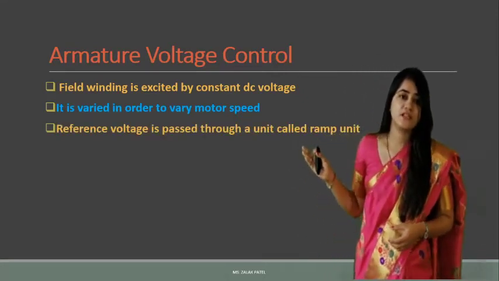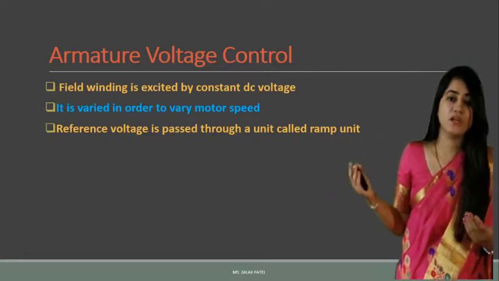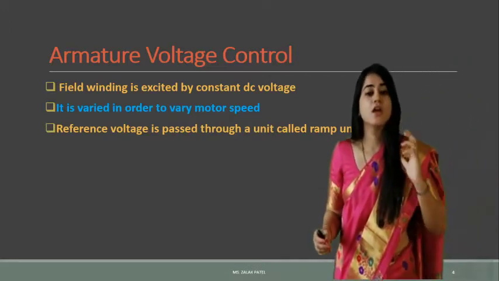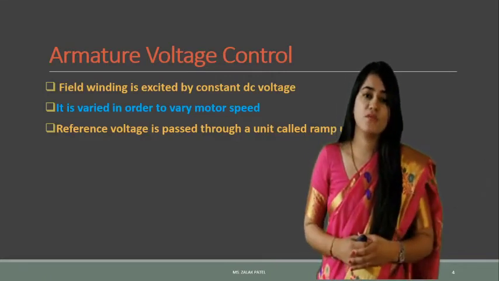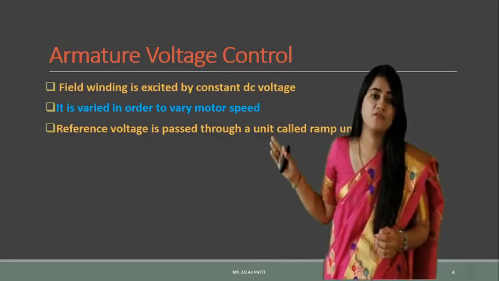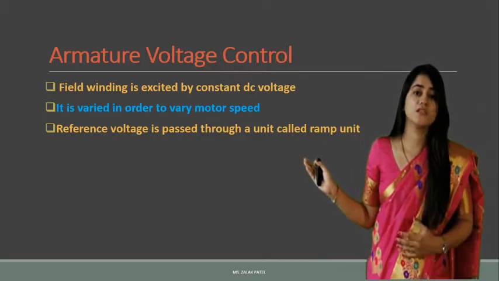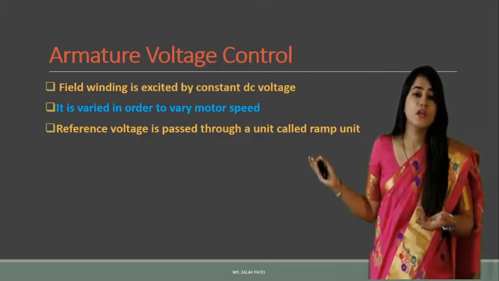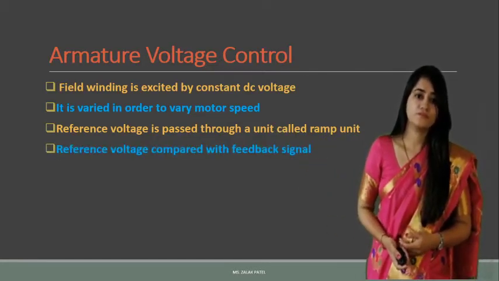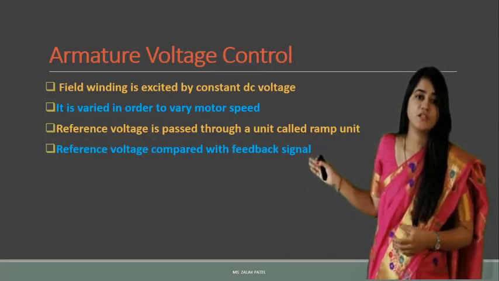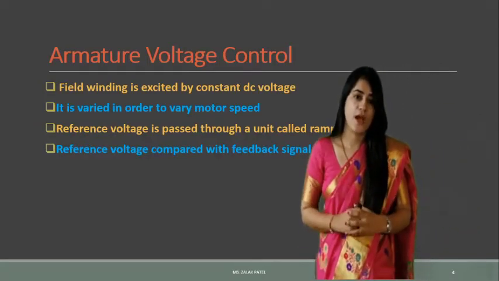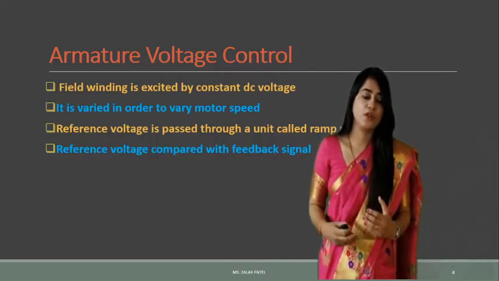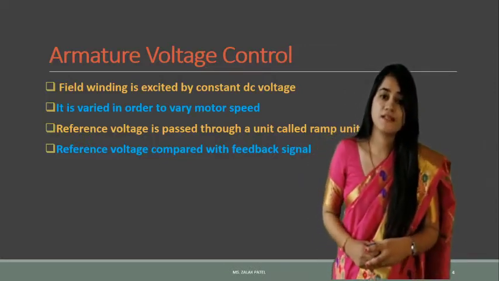The reference voltage is passed through the unit, and it is given to the ramp unit. The ramp unit gives us the voltage proportional to the velocity, and that's why it is written here that the reference voltage is passed through the ramp unit. Next, the reference voltage is compared with the feedback signal. The feedback signal is necessary to get a better output and to minimize the error also.